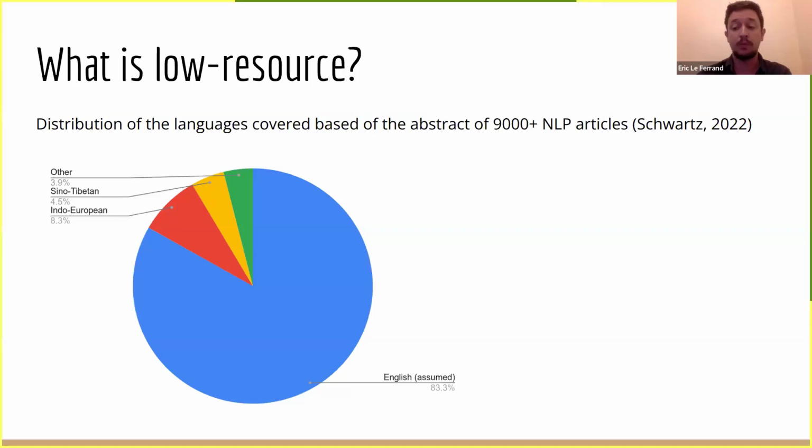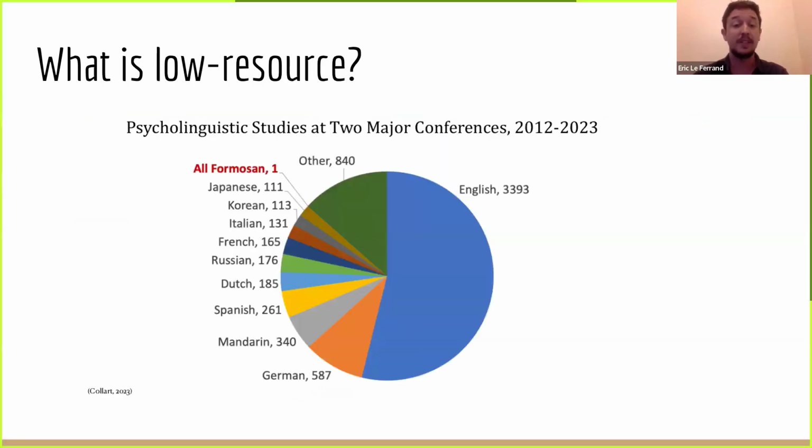About 8.3% Indo-European, French, Spanish, Hindi, German, etc. 4.5% Sino-Tibetan, and I assume that most of the articles are mostly about Mandarin Chinese, and less than 4% focuses on other languages. That still includes major languages like Japanese, Korean, Arabic, Turkish, etc. The same kind of consultation can be made in other fields. For example, psycholinguistics, where English is still the language that dominates, as well as maybe the top 20 most powerful languages in the world.